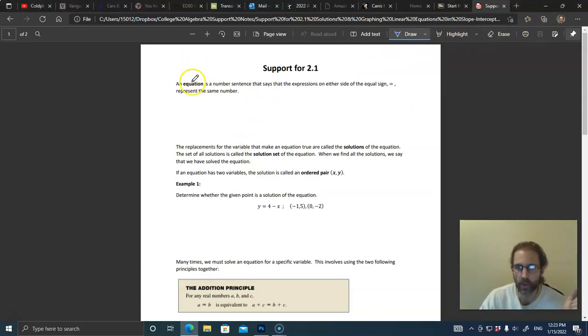It says an equation is a number sentence that says that the expressions on either side of the equal sign, so you guys know what the equal sign looks like, represent the same number. Or basically, you have the same thing on both sides of the equal sign. So, a very simple equation.